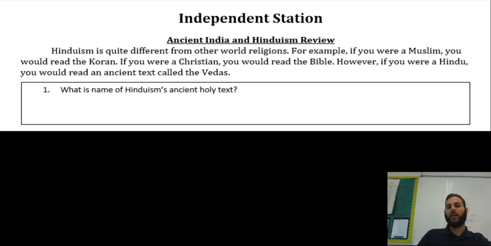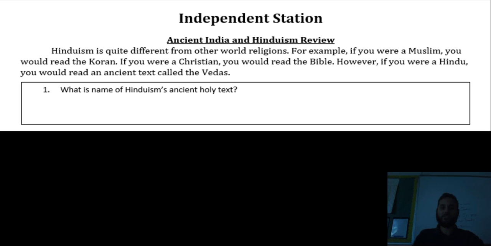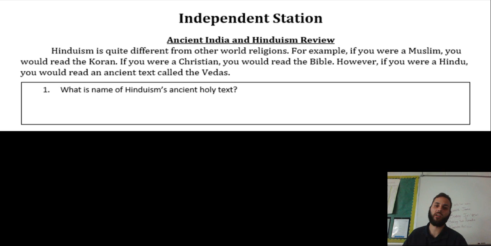Go on to the next page that also says Independence Station. We're going to read this passage together, and you are going to answer the questions after each paragraph. Hinduism is quite different from other world religions. For example, if you were a Muslim, you would read the Quran. If you were a Christian, you would read the Bible. However, if you were a Hindu, you would read an ancient text called the Vedas. Number 1, what is the name of Hindu's ancient holy text? Pause the video to answer this now.